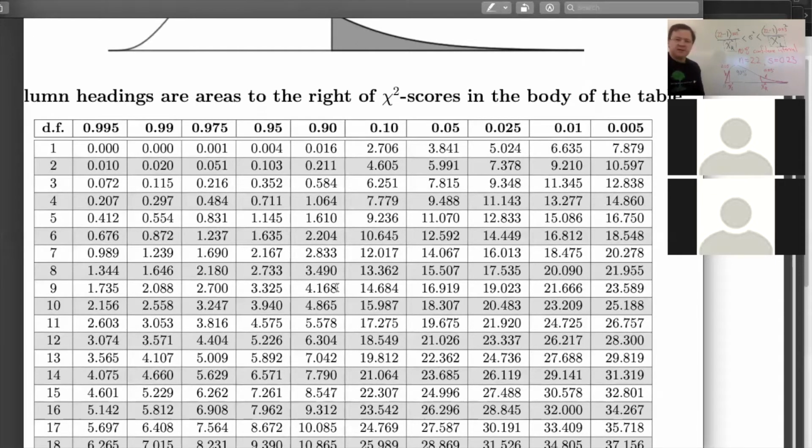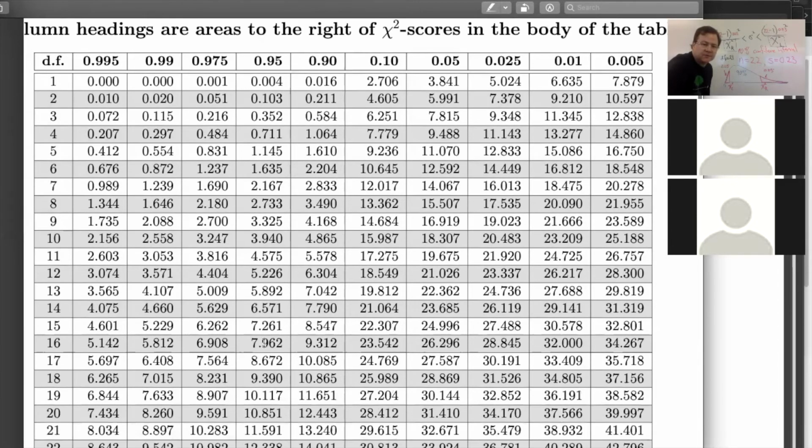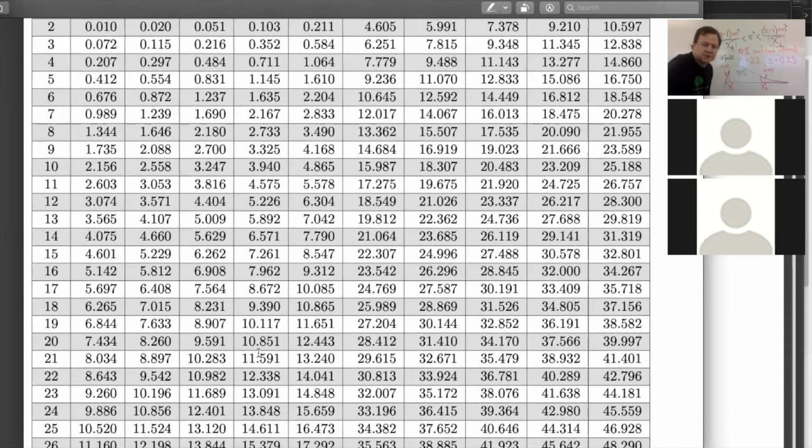So right here, the area to the right of it is 0.95 because it's 90%, including the 5% over here. And the degrees of freedom is 21, like you said. So I'm looking at the 0.95 column and looking for the row that corresponds to 21 degrees of freedom. I think that's it right here. Yeah, it's 11.591.